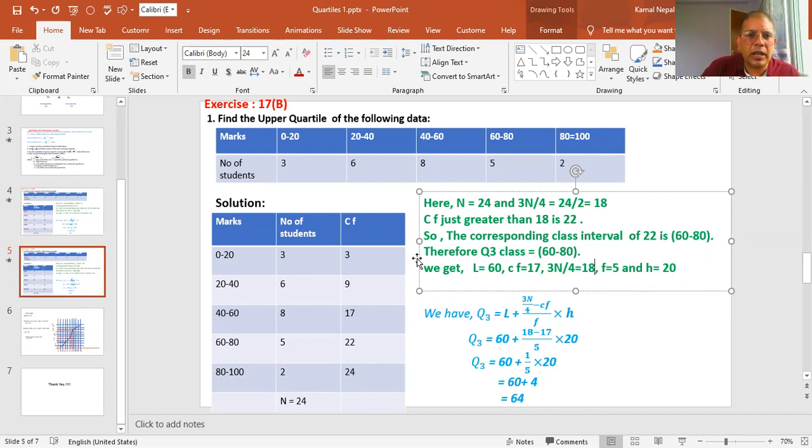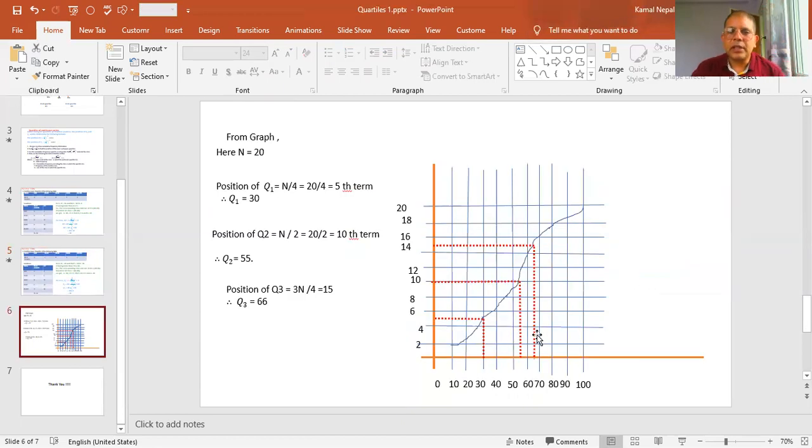Now how can you find quartile 1 and quartile 3 by using the cumulative frequency curve? Now I want to discuss this. It is your graph, the less than cumulative frequency curve. First find the maximum point. Here 20 is the maximum point, so n is equal to 20. Now we find the position of quartile 1, which is n by 4, 20 by 4 is 5. Where is 5? Here, between 4 and 6. Go straight to where you meet the curve, and go down vertically, and it is 30. So quartile 1 is 30.